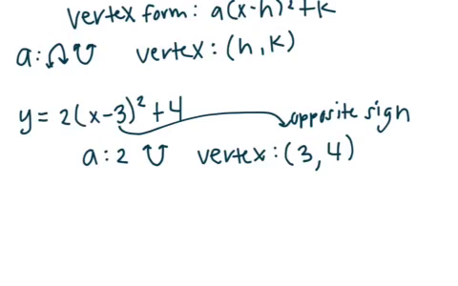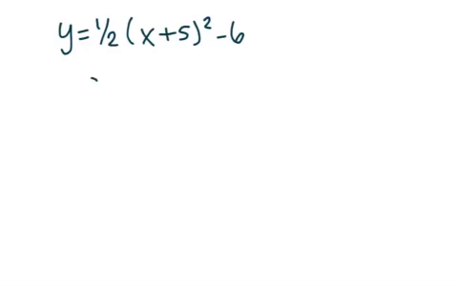So that is the basics of vertex form. I'm going to go through just a couple more examples with you just to make sure you have it down. Okay, so let's find the vertex of y equals 1/2 (x plus 5) squared minus 6. So my a value is 1/2, meaning that my parabola will open up, meaning that I have a min value, right? So our vertex is going to be a min.